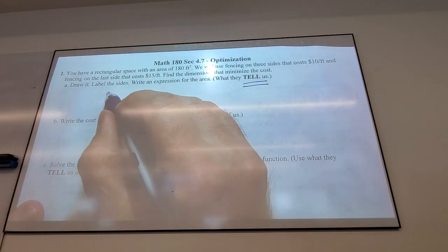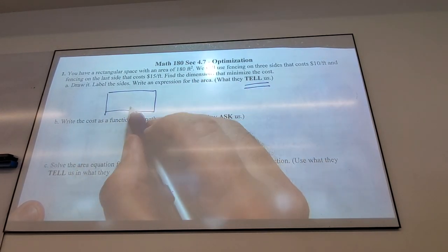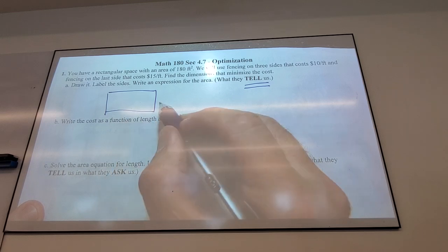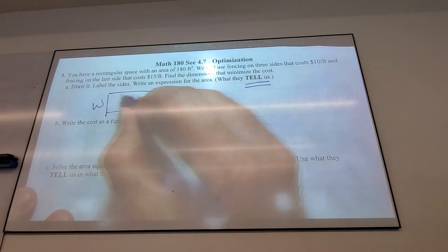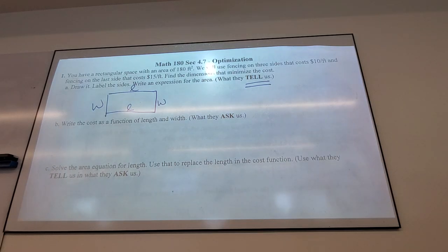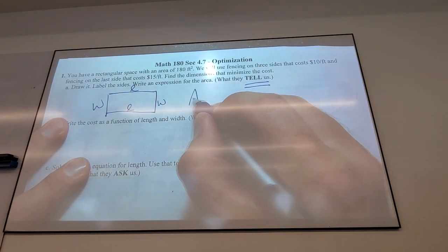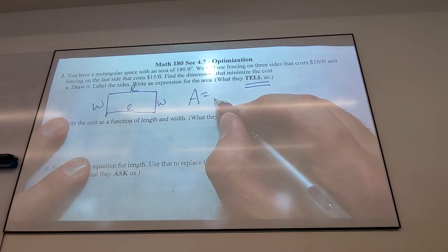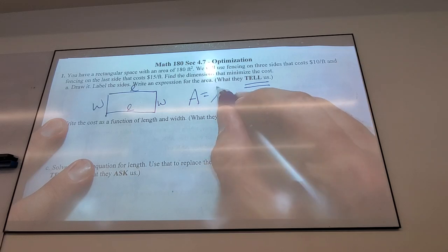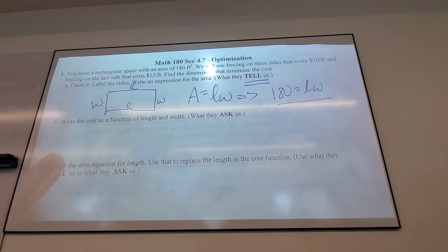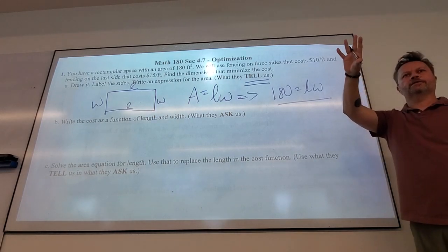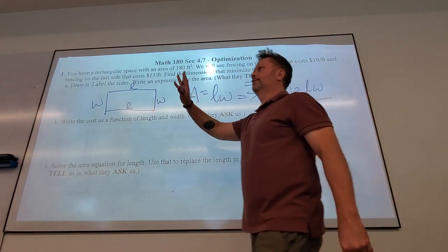So it's a rectangular lot. What do you guys want to call these? W and L. Okay. So what's the area of that shape? 180. Good, what's the formula for it? LW. So therefore 180 equals LW. So that's an equation for what they tell us, and what they told us has nothing to do with the cost.